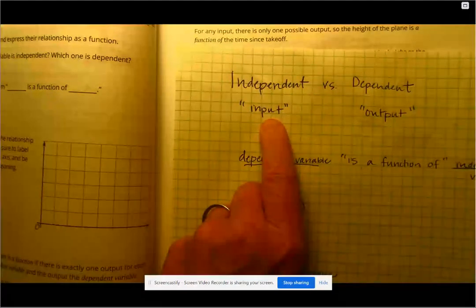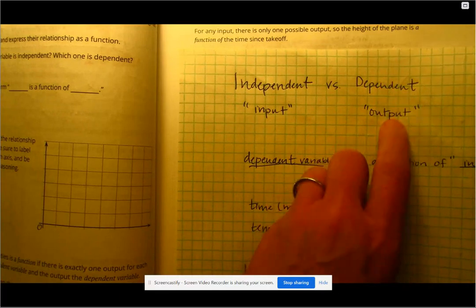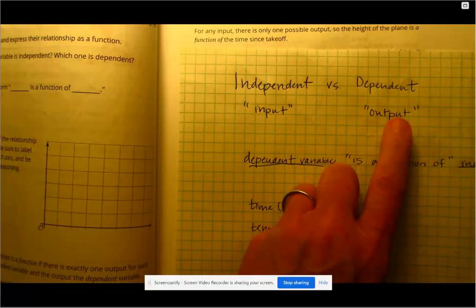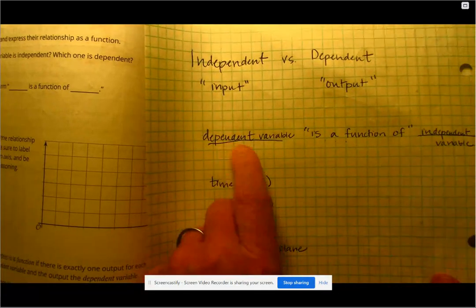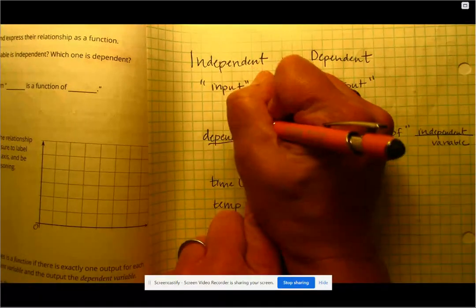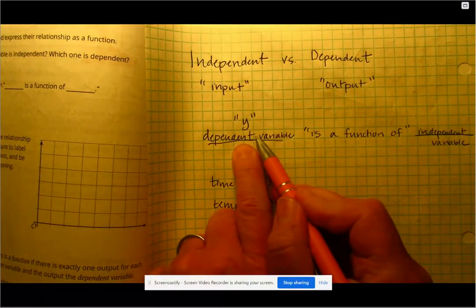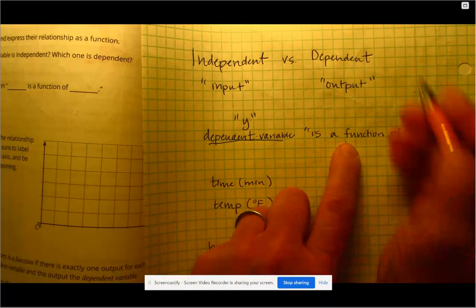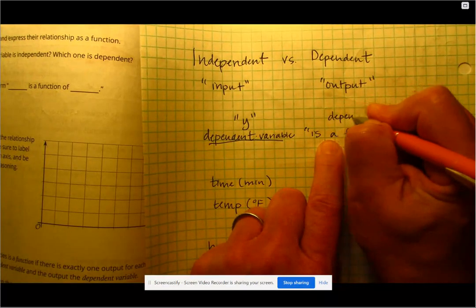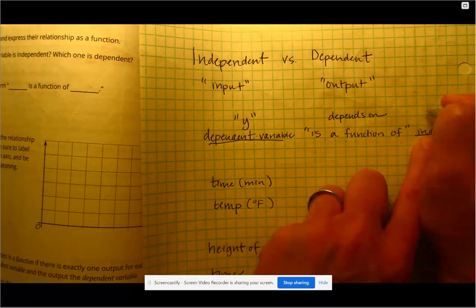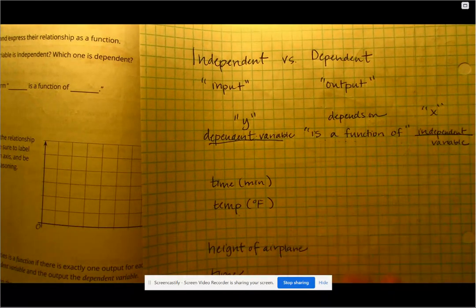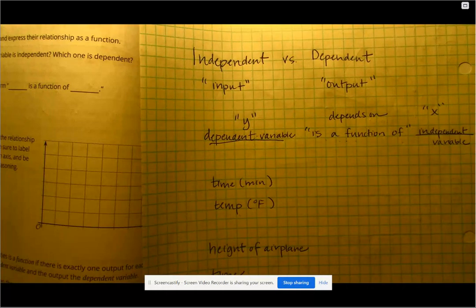But for now, if you really think of independent being the input, dependent being the output, and then working with this phrase, the dependent variable, usually the y, right? The y, the output, the y is a function of, depends on x. That will help you out, and it'll start to make more sense when we start to use more function vocabulary as the units go on and as you take more math the following years.